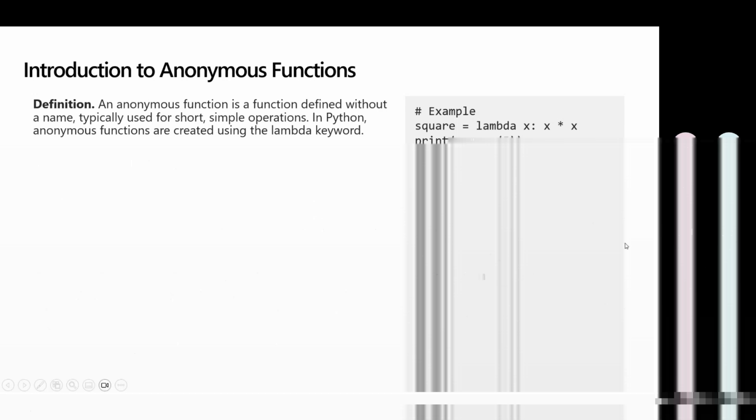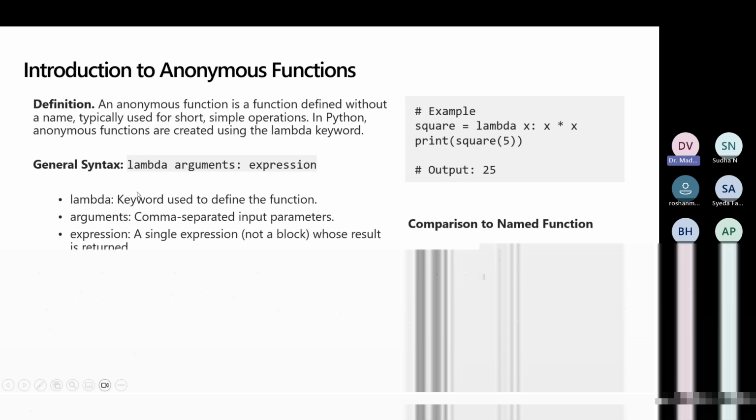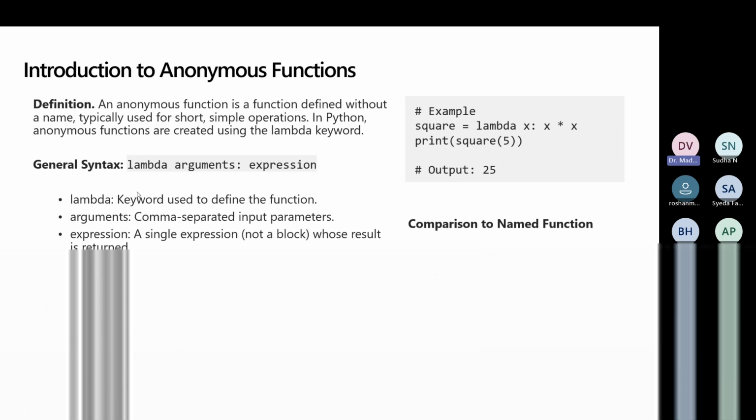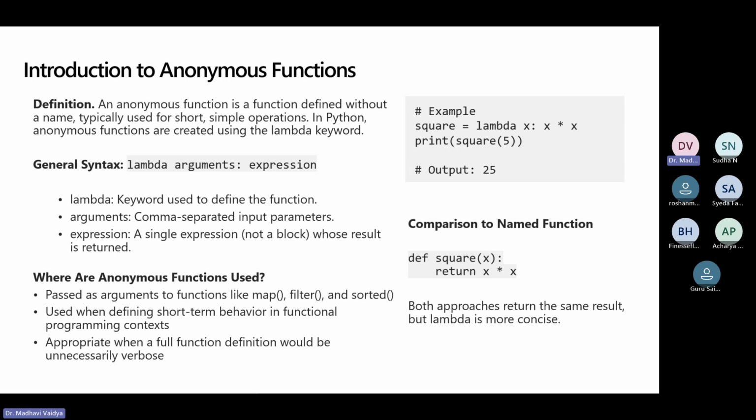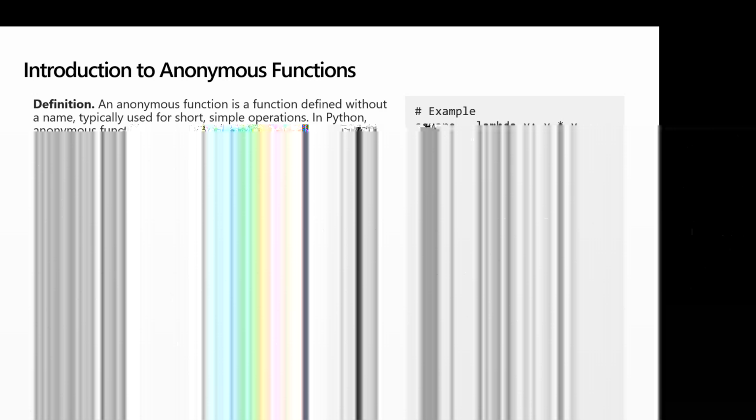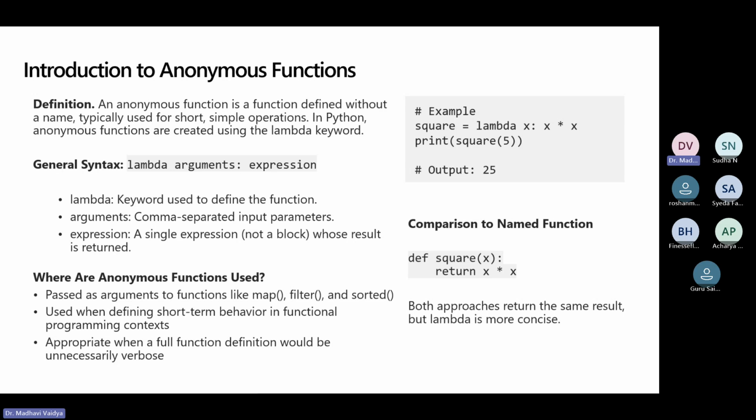So in Python, anonymous functions are created using lambda. Lambda is a keyword. Whenever we say it's a keyword, don't use it as a program name. We saw the words global, local, non-local, etc. These are also keywords, so don't use them as program names or variable names. Arguments are comma separated input parameters. The expression is a single expression, not a block, whose result is returned.